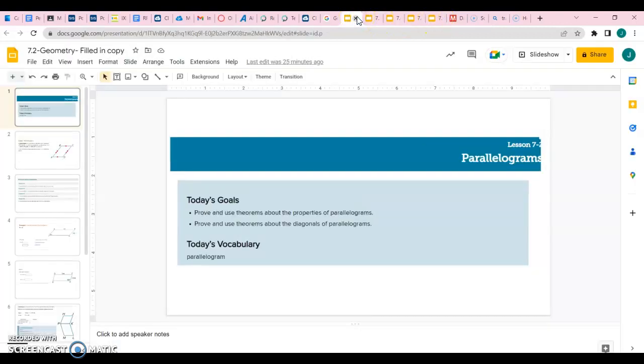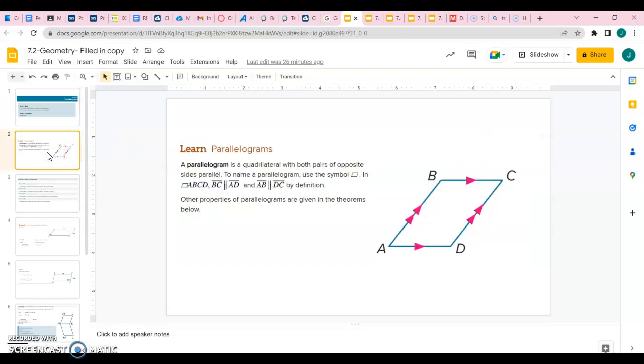All right, 7.2 is about parallelograms. So the point of this section is to prove and use theorems about the properties of parallelograms and prove and use theorems about the diagonals of parallelograms. So a parallelogram is a quadrilateral with both pairs of opposite sides parallel.